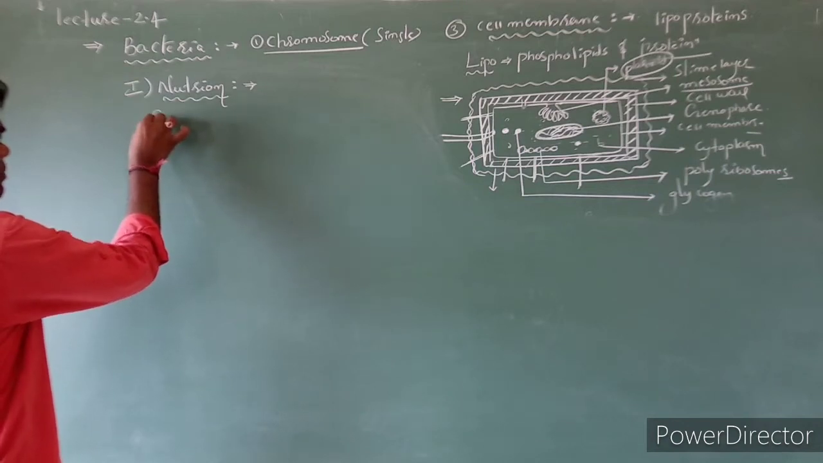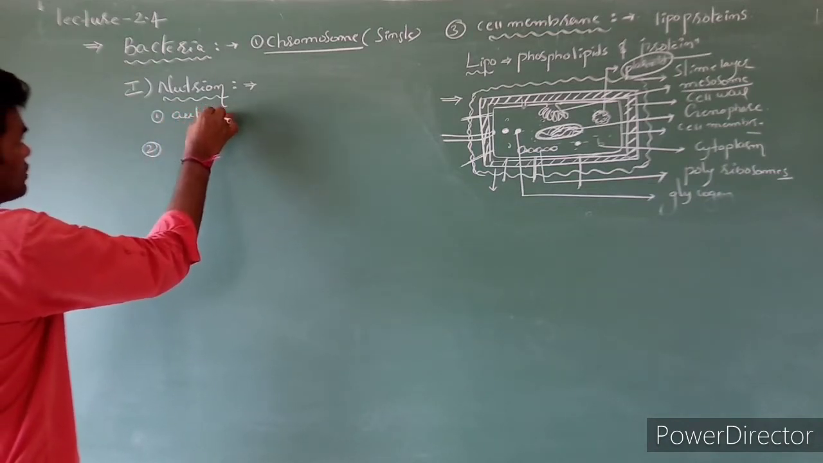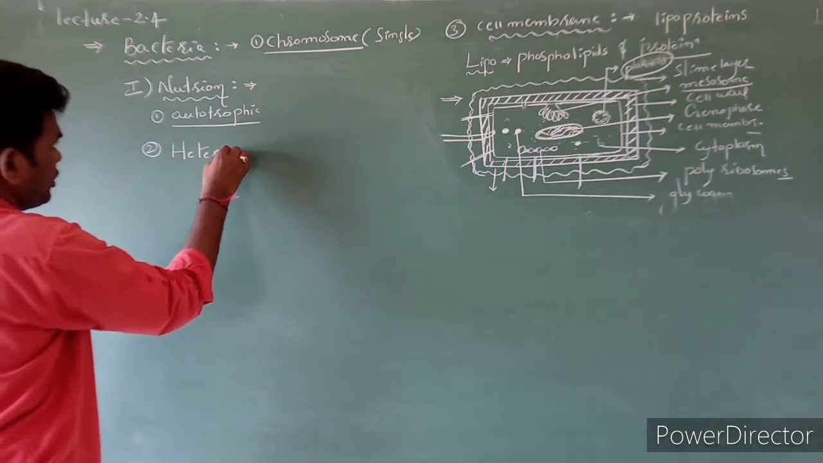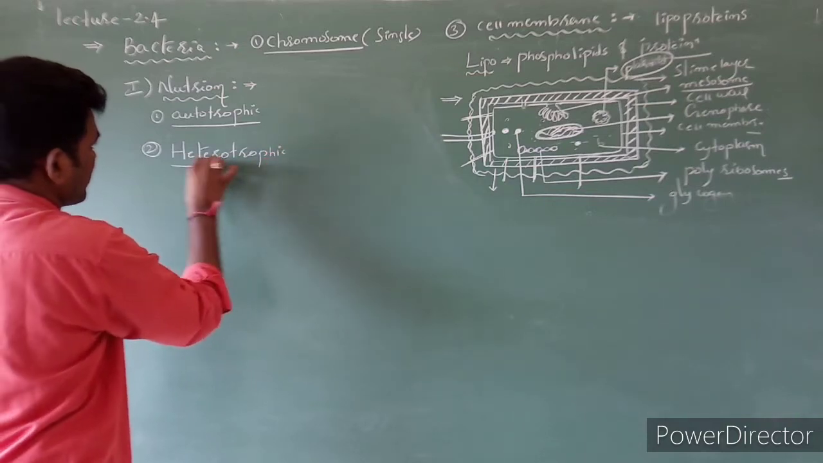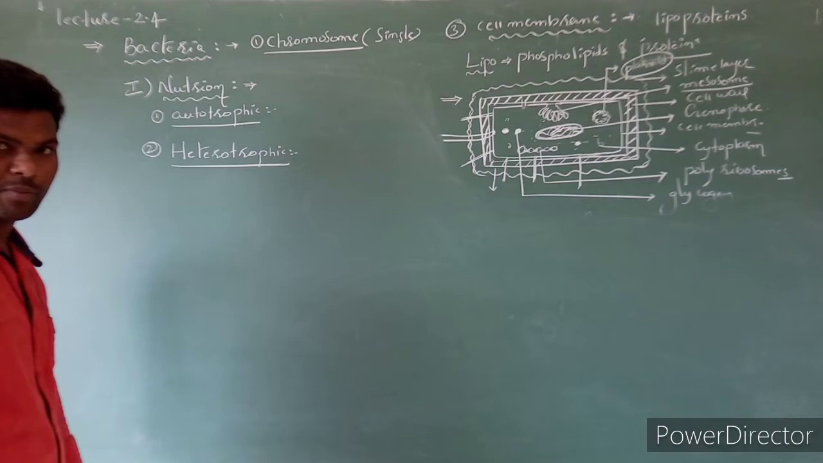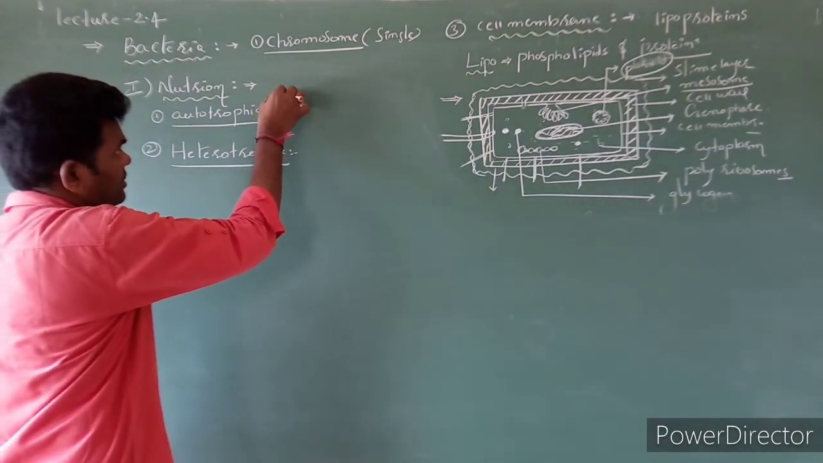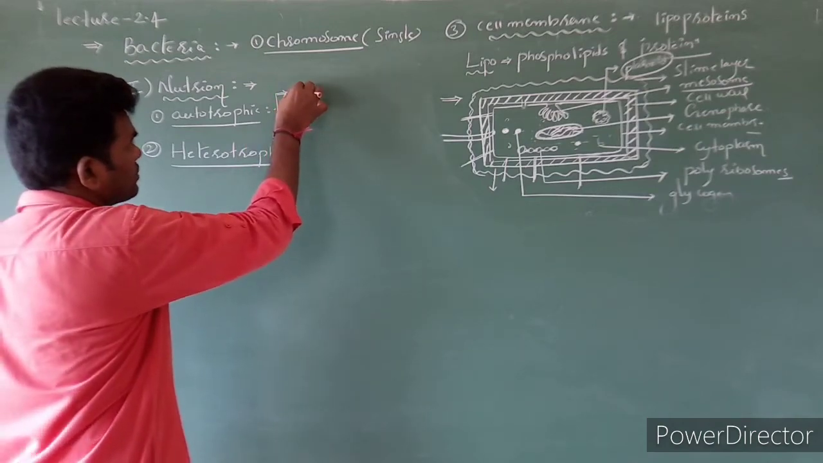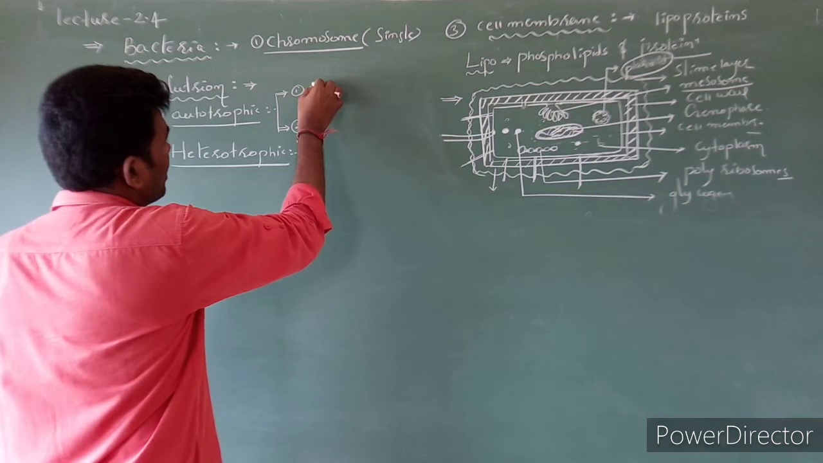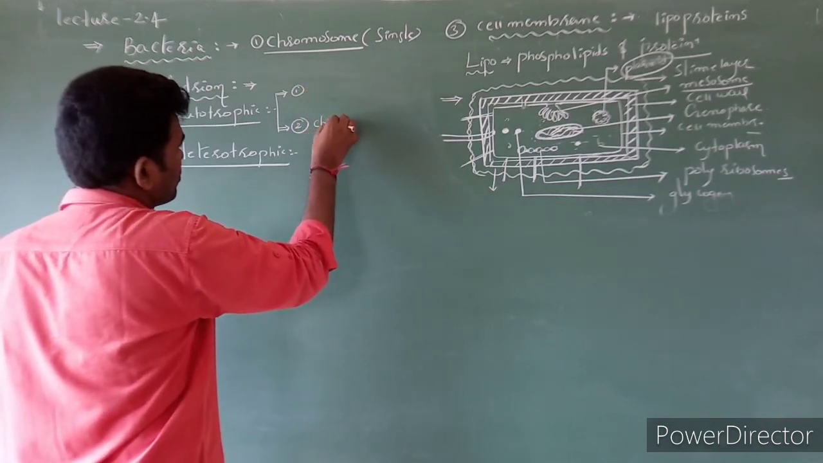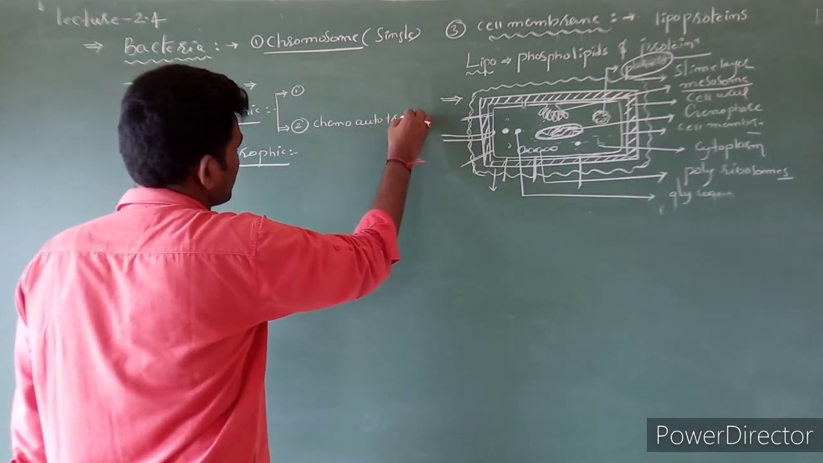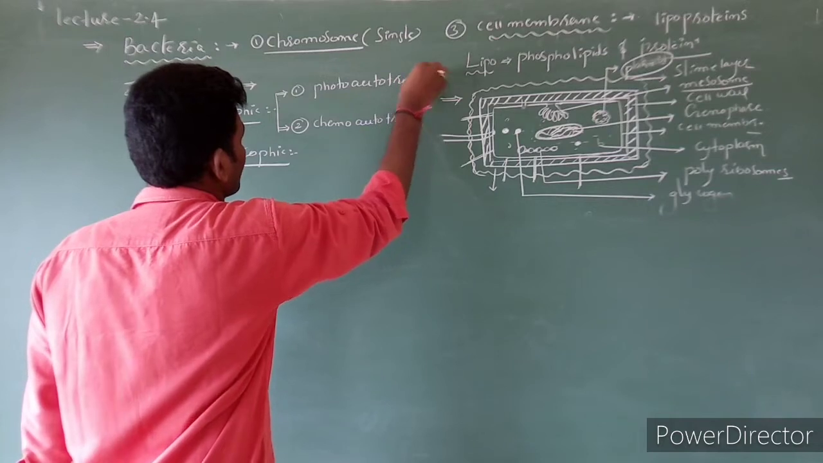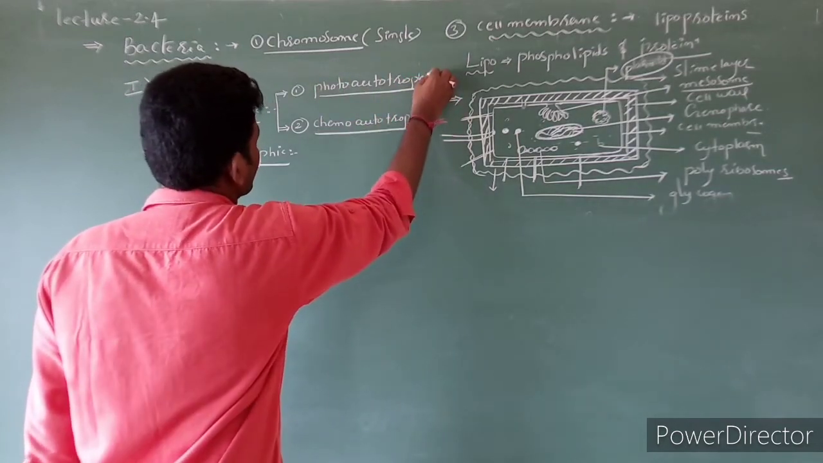Generally, nutrition is mainly of two types in bacteria. First one is autotrophic, next one is heterotrophic bacteria. Autotrophic bacteria as well as heterotrophic bacteria. Autotrophic bacteria, the definition I hope you already know, because it is the same definition as for photosynthesis. Autotrophic bacteria we can divide into two types. The first one is chemoautotrophs, next one is photoautotrophs. Photoautotrophic bacteria as well as chemoautotrophic bacteria.